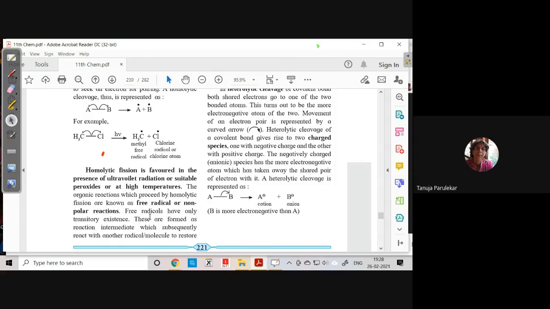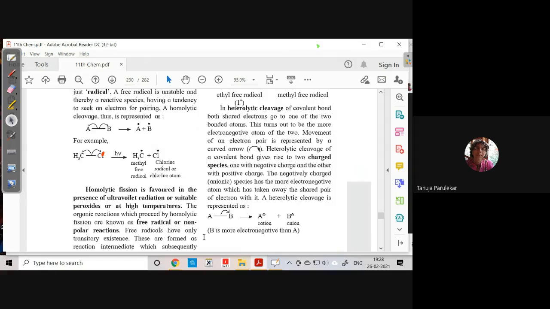The organic reactions which proceed by homolytic fission are known as free radical or non-polar reactions. Free radicals have only transitory existence. That is, they exist for a very short time. They are formed as reaction intermediates which subsequently react with other radicals or molecules.